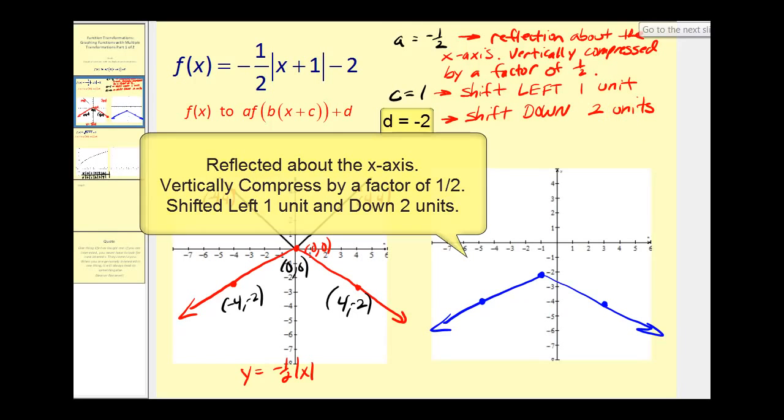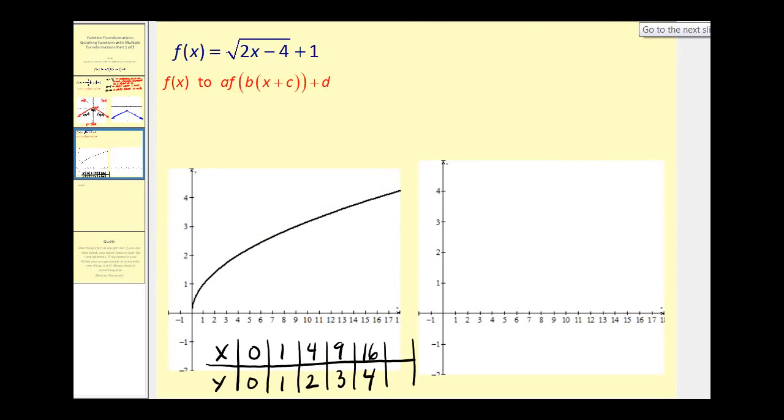Let's go ahead and try another one. This one's a little bit trickier. We have to recognize that it's not in the exact form that we want it to be, meaning if we want b times the quantity x plus c, we're going to have to factor out the 2 from 2x minus 4. So let's rewrite this as f of x equals the square root of 2 times the quantity x minus 2 plus 1.